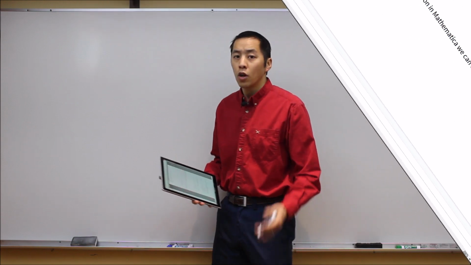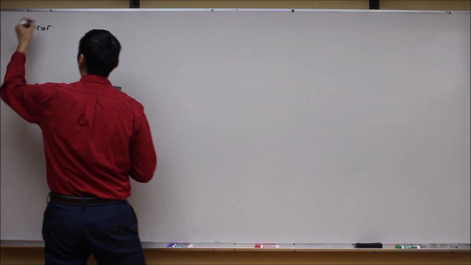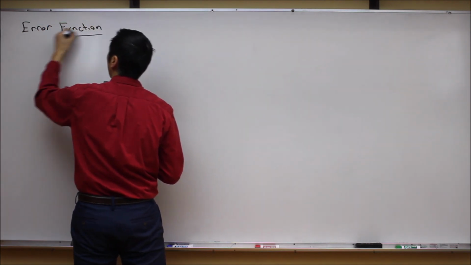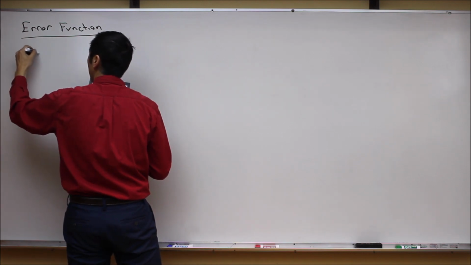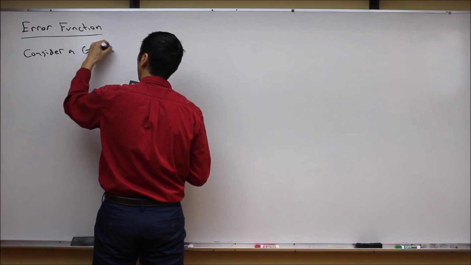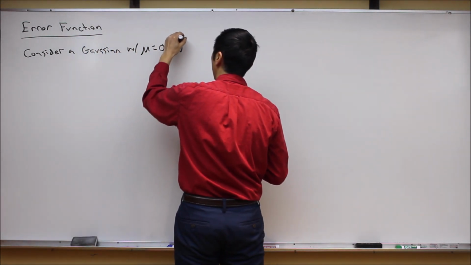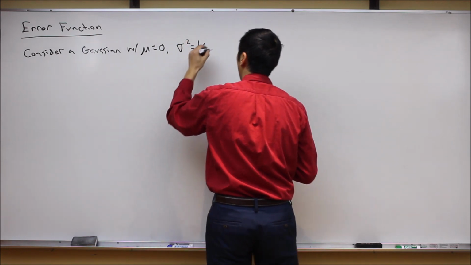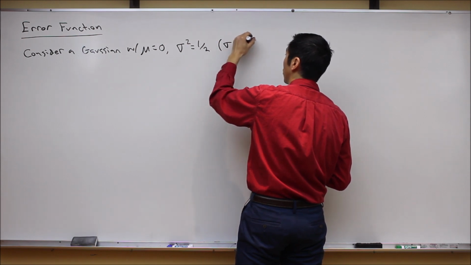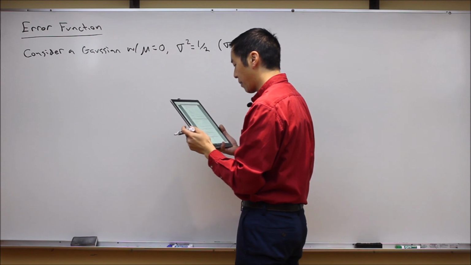All right, so now that we know what a Gaussian or a normal function looks like and behaves, I'd like to talk about something that's closely related, and that's called the error function. To understand the error function, let's consider a Gaussian with a mean of 0 and a variance of 1/2. Since the variance is a half, obviously the standard deviation is just the square root of 1/2.